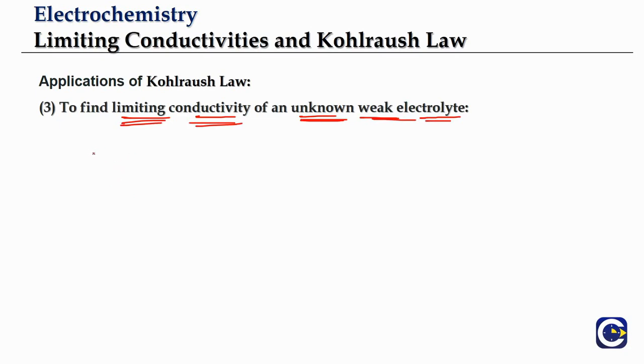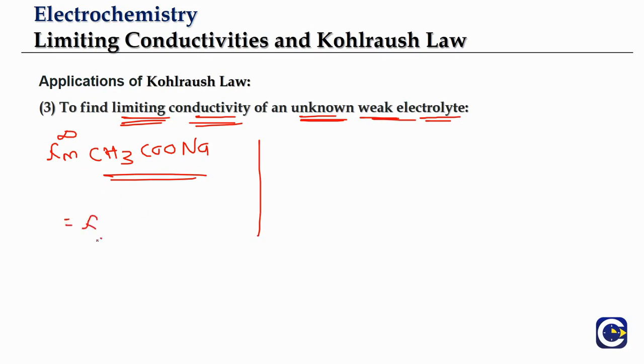Let us say, for example, we want to find the limiting conductivity of sodium acetate. So we want to find lambda m infinity for this. We'll see how we can find this out. And as a formula, you know what this will be equal to? On dissociation it is going to give us what? One acetate ion and one Na plus. Both will be 1 1. So the limiting molar conductivity of sodium acetate will be equal to the limiting conductivity of acetate ion plus the limiting conductivity of Na plus ions.